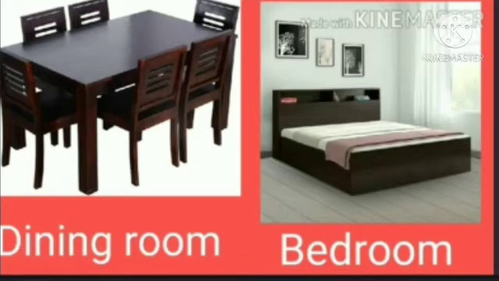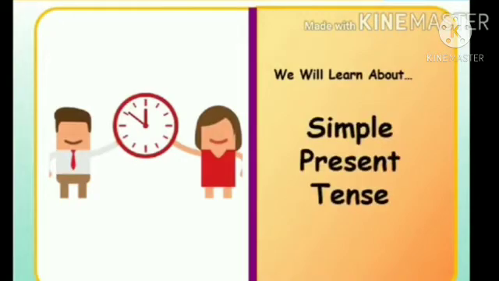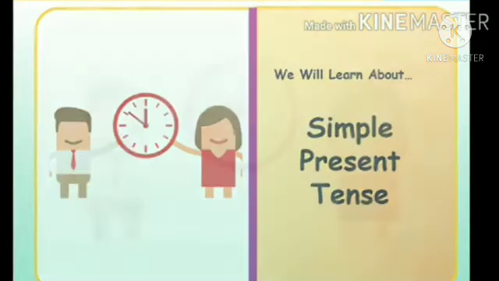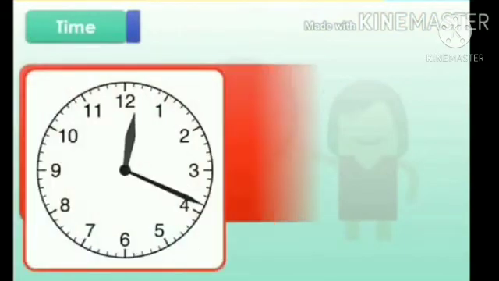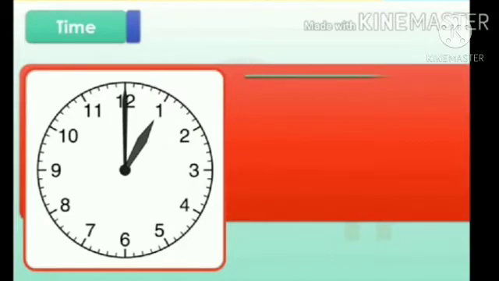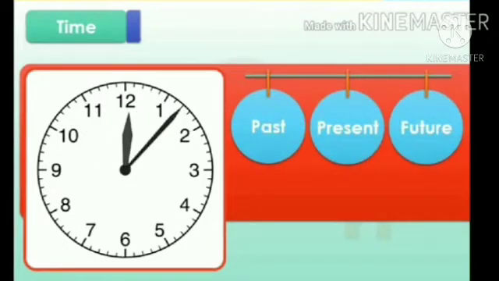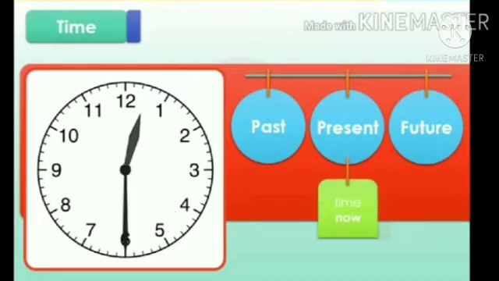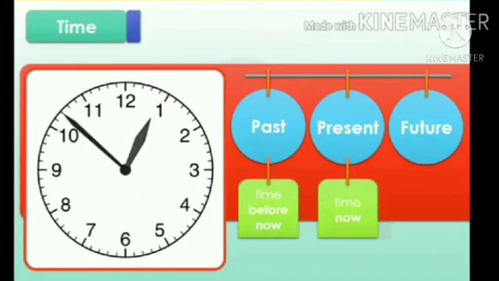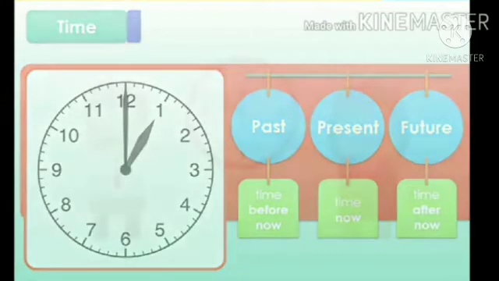Now let us move to the grammar part. Let's learn about simple present tense. Time is the first thing we should understand when learning tenses. Time is divided into three areas that can be represented on timeline as present, past and future. Present is time now. Past is time before now. Future is time after now.